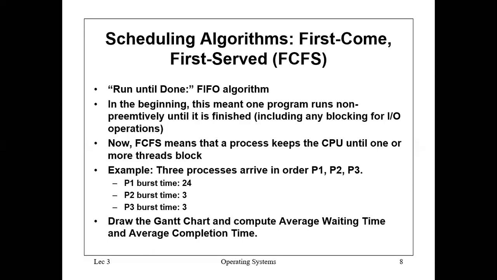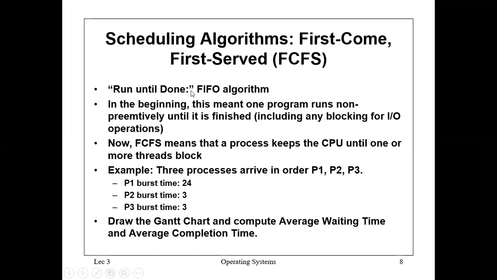The first scheduling algorithm: first come, first serve. The main idea is run until done, the first in, first out algorithm. A process which comes first will get the CPU for as much time as it needs. And then when it is finished, the process that came second will get the CPU, and then after that, the list will go on. So whichever process comes first will get the CPU first.